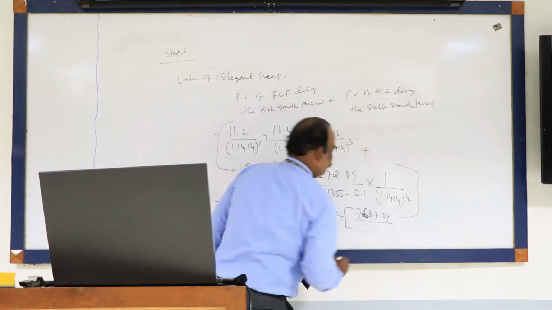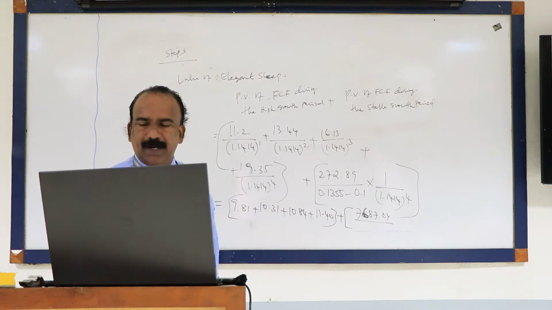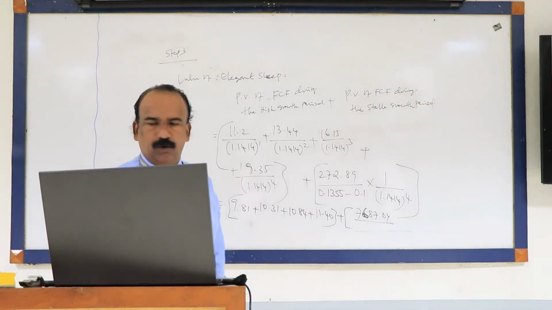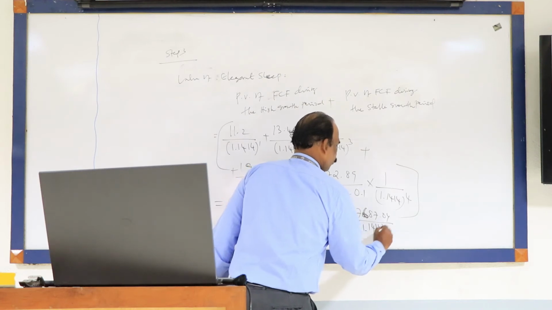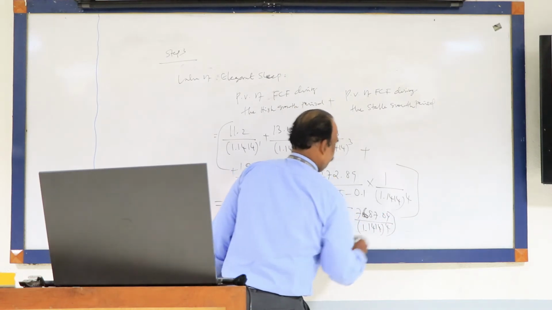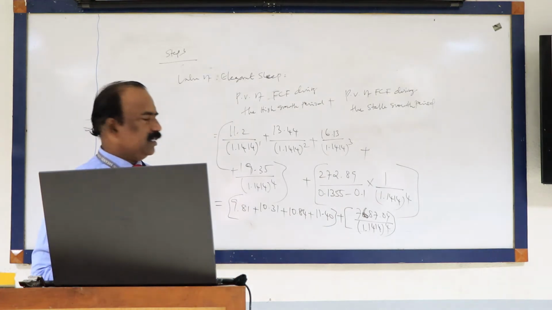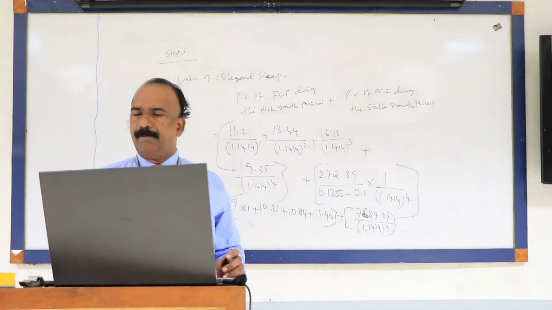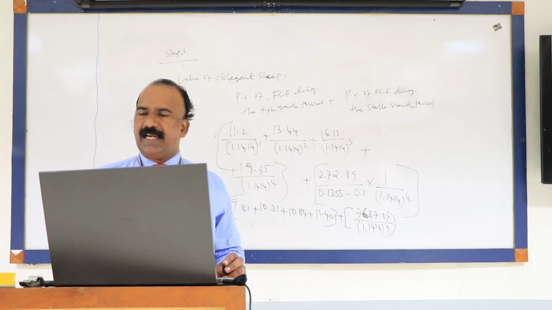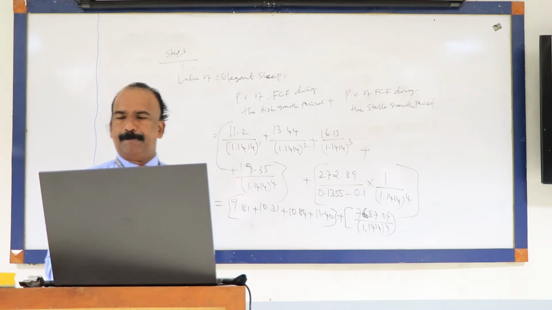7,687.04 divided by 1.1414 power 4. Divide by 1.1414 power 4. Okay. 7687.04. Kindly check. Somebody can check that answer. Correct. So 7687.04 divided by 1.1414 power 4. How much comes?